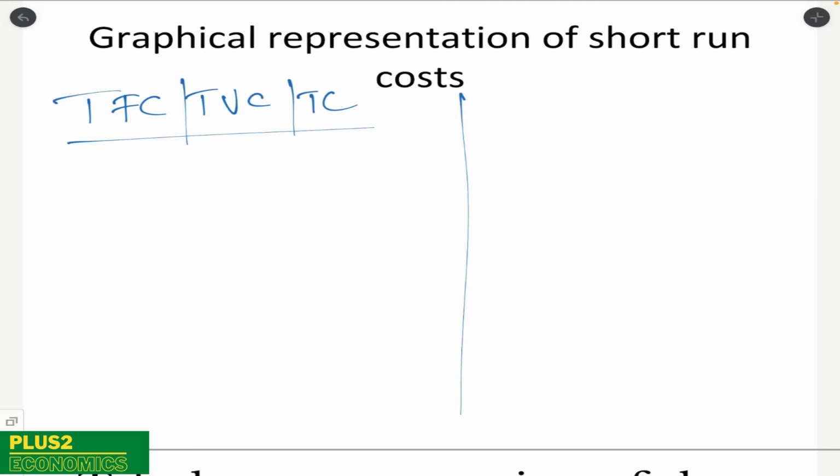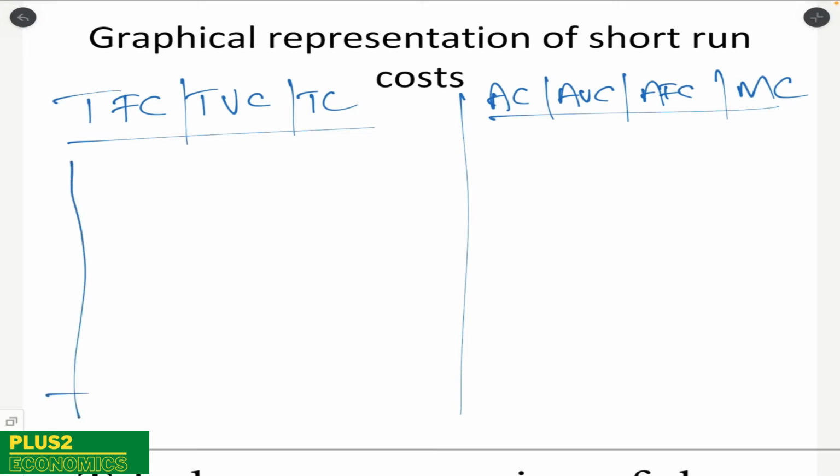Here we shall discuss the graphical representation. So in the first graph, let us try to plot TFC, TVC and the TC. Whereas in the second graph, let us try to plot AC, AVC, then AFC and MC. Right. Most of us have the confusion how to plot the graphs and all that. So let us make sure that it gets clarified here and you're comfortable drawing the cost curves.